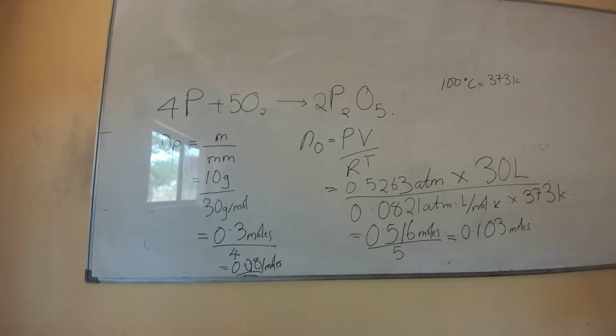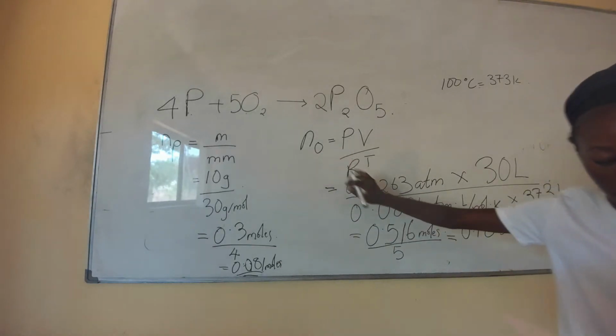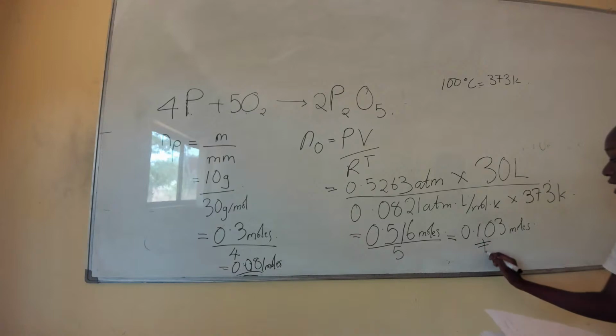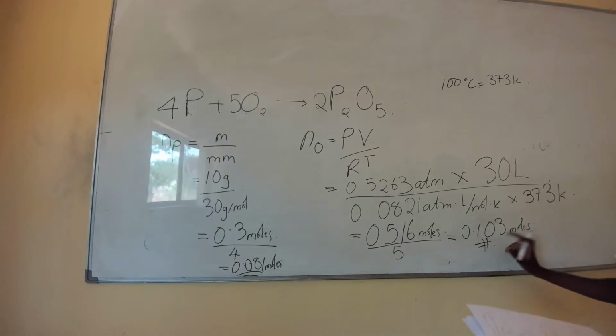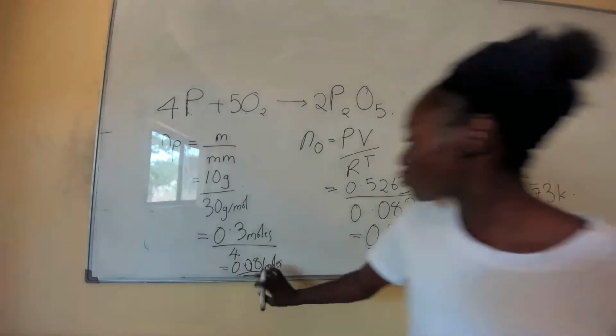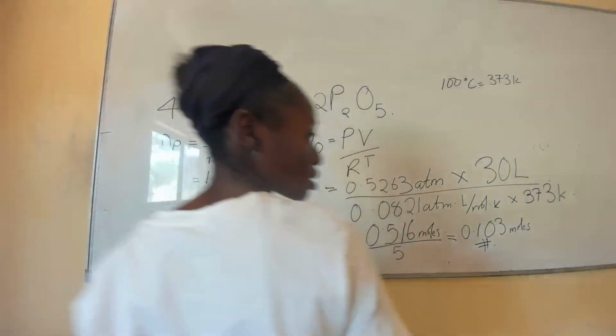They only twisted the question here. They're not asking us to find the limiting reactant, but the reactant that is in excess. The reactant in excess in this case is oxygen, because it has a larger number of moles, which is 0.103, as compared to the phosphorus, which has 0.081.